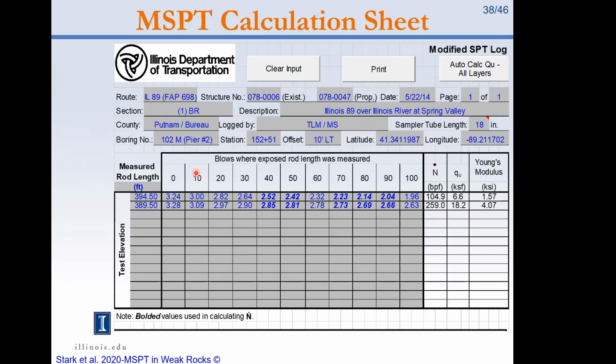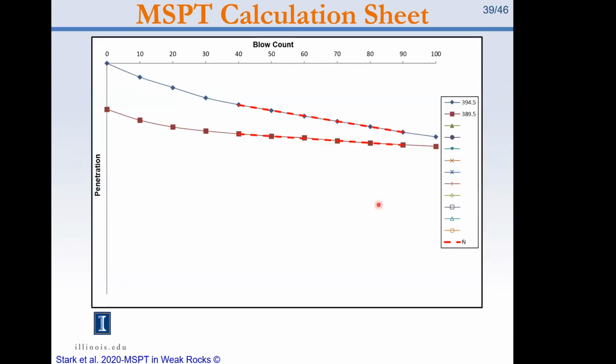So now you go in at a particular elevation, you enter your MSPT data, it calculates the N rate for you in this column where my pointer is, and then you get the value of unconfined compressive strength and Young's modulus. And then on the other part of the spreadsheet, it shows you the plot from the MSPT and where the N rate is, that's the slope of these red dashed lines.